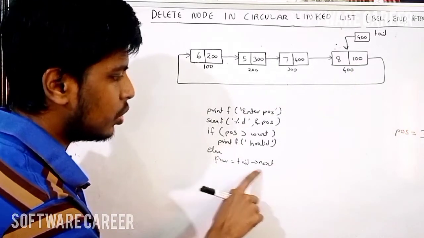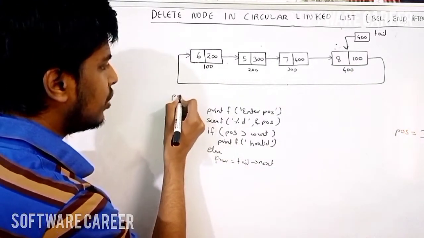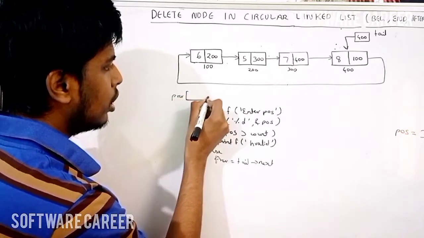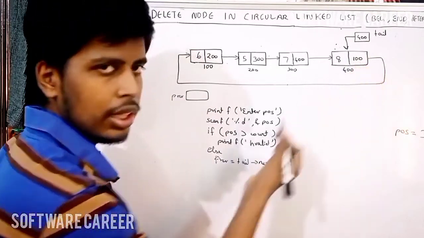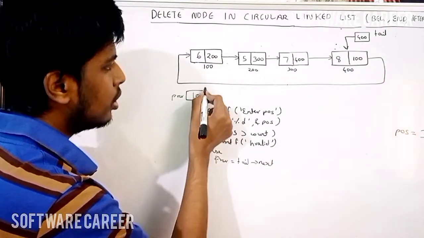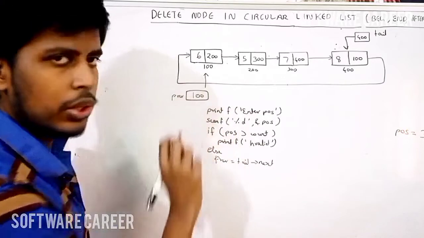So see here, previous equals to tail next. I'm creating a previous pointer, and that tail next is what? Tail is 400. 400 next is 100. 100 is stored in this pointer. So this pointer is pointing to 100.